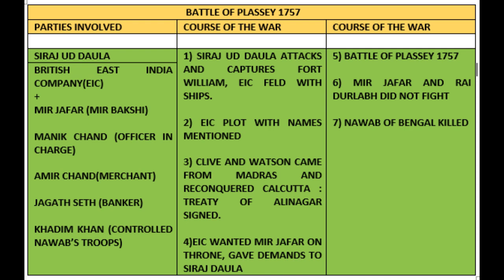From Madras, with reinforcements, came Clive and Admiral Watson, who reconquered Calcutta and signed the Treaty of Alinagar. But this was not enough for the East India Company, and they wanted Mir Jafar on the throne of Bengal. Therefore, they presented Siraj-ud-Daulah, Nawab of Bengal, with an impossible set of demands, and thus began the War of 1757.